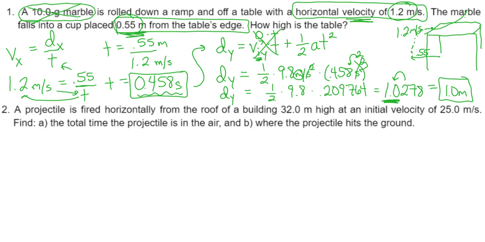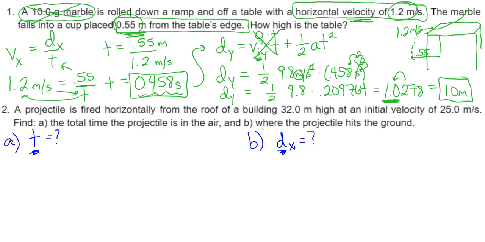Okay, so now we're going to go ahead and take a look at problem 2. It says a projectile is fired horizontally from the roof of a building 32 meters high at an initial velocity of 25 meters per second. Find A, the total time the projectile is in the air. Okay, so A, we're going to be looking for time. That's what we're looking for. And B, where the projectile hits the ground. So what is the horizontal distance away from the building? So that's going to be our distance in the x direction.